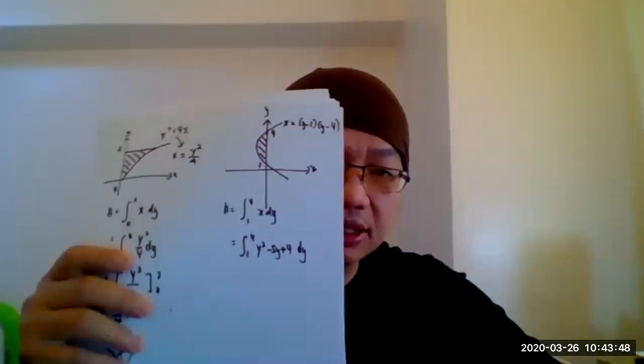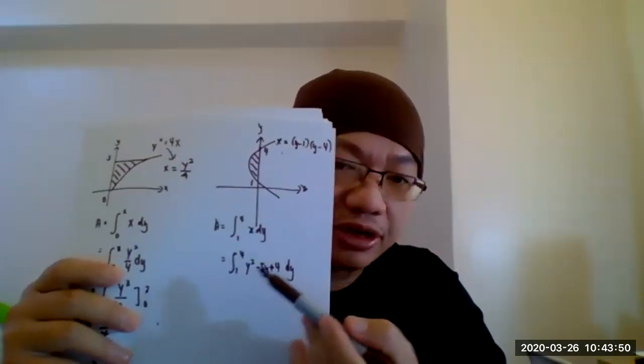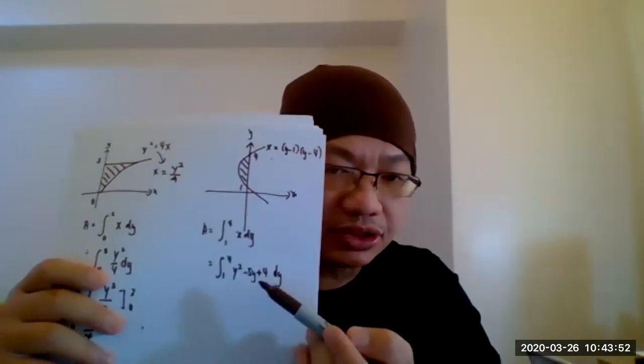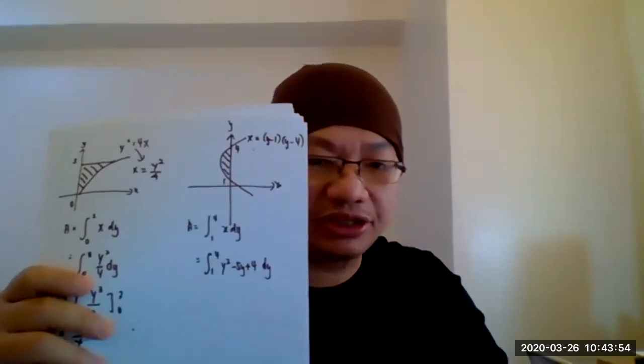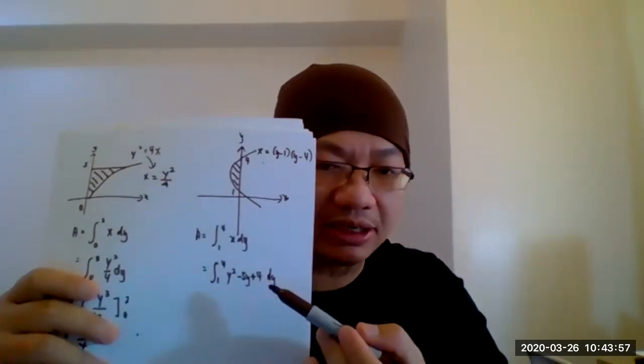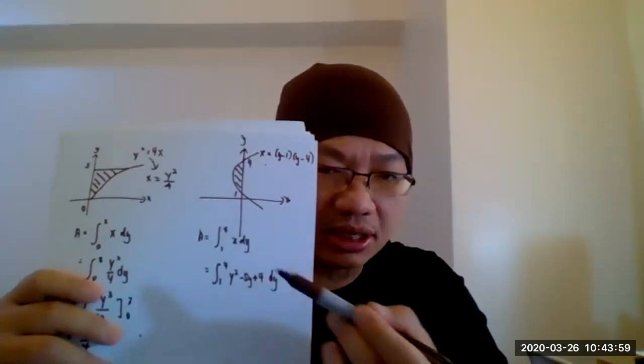So this is the bracket. Actually, I already expanded, so it becomes this one. Then you do the normal integration, but now against y, not against x. So integrate the y so that it becomes y cubed over 3 minus 5y squared over 2 plus 4y.